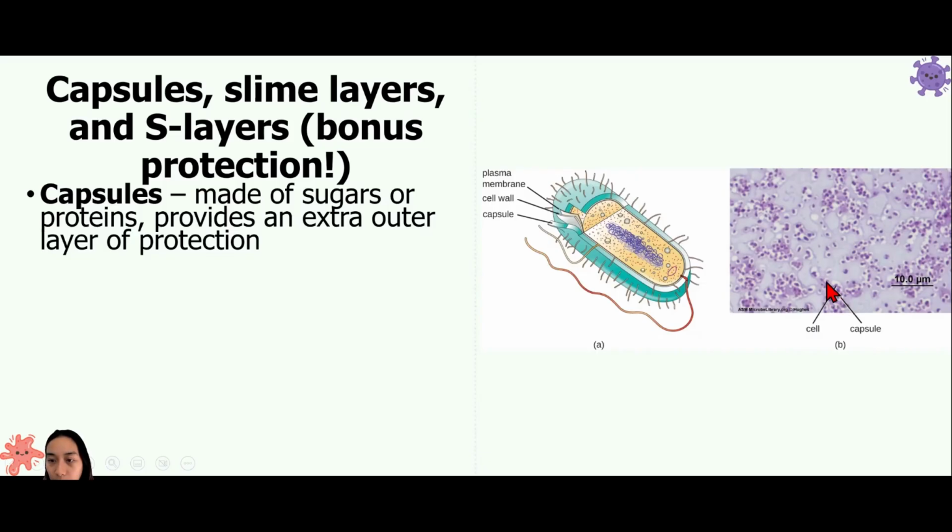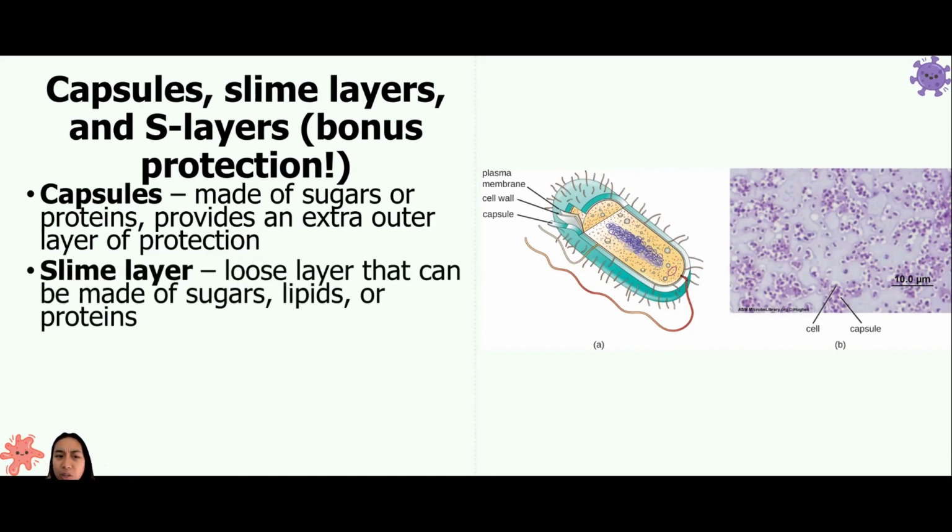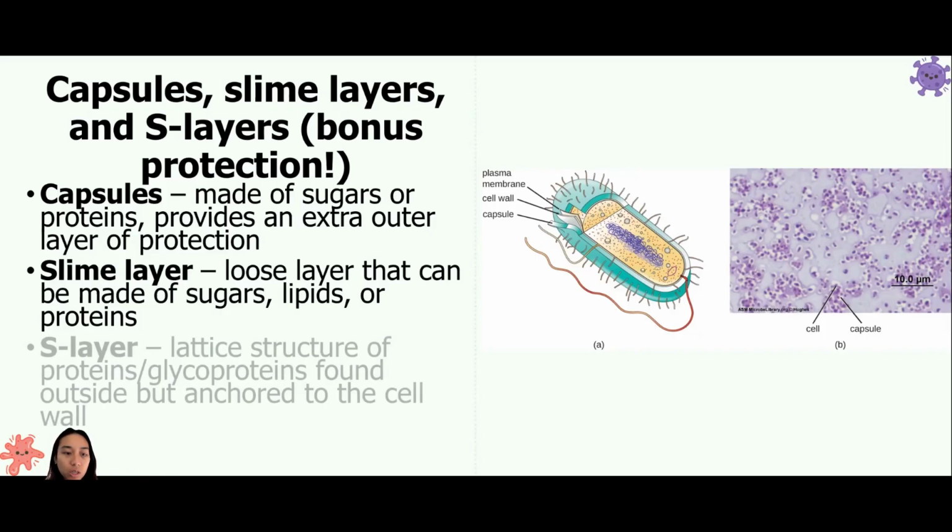This is what a capsule looks like, by the way. So here are the bacteria, and the white layer around them is all of this capsule that they're secreting. Some bacteria produce a slime layer. What is the difference between a slime layer and a capsule? It's just how tight the molecules are. Capsules have really tight sugars and proteins, whereas a slime layer is more loose. But it's basically the same thing, just extra stuff that they're secreting for protection.